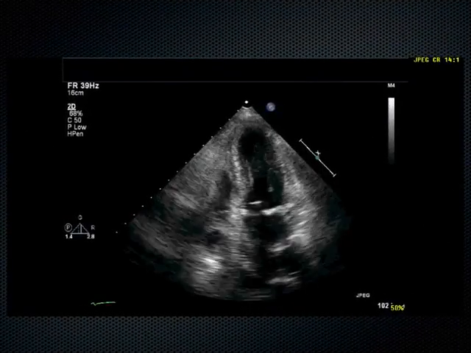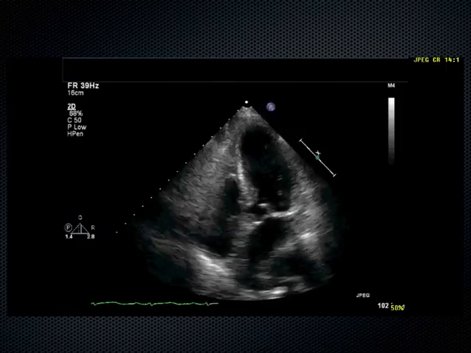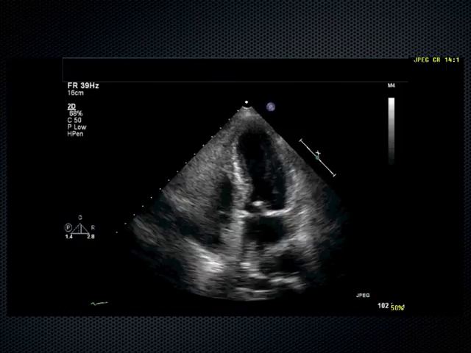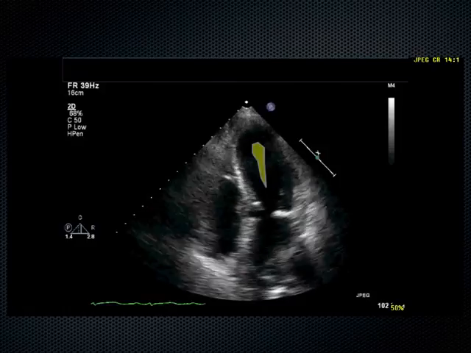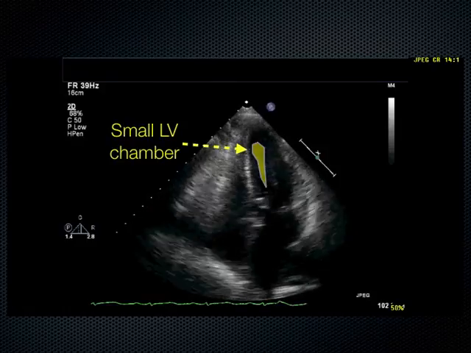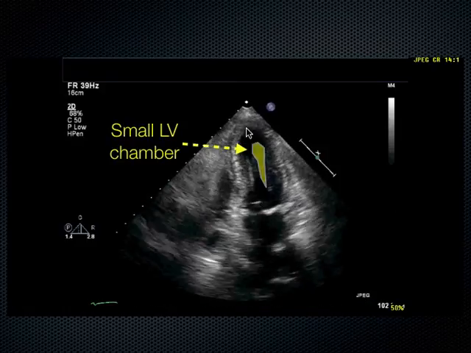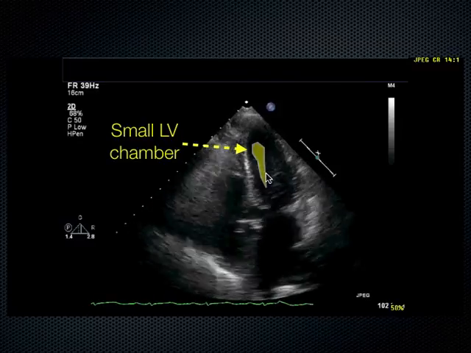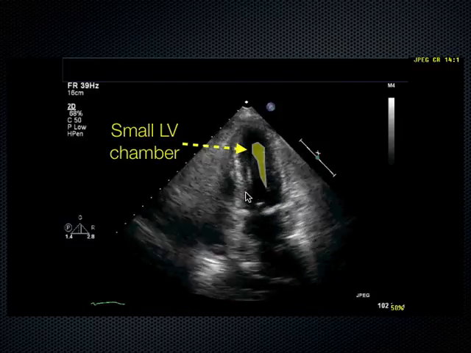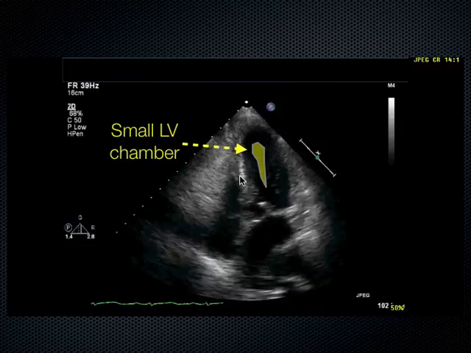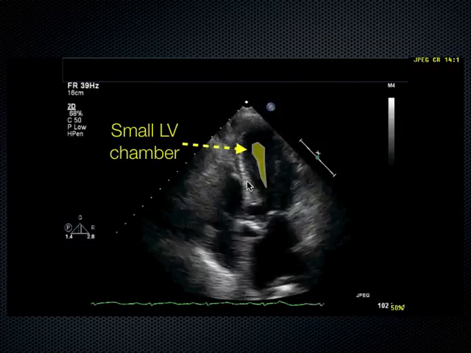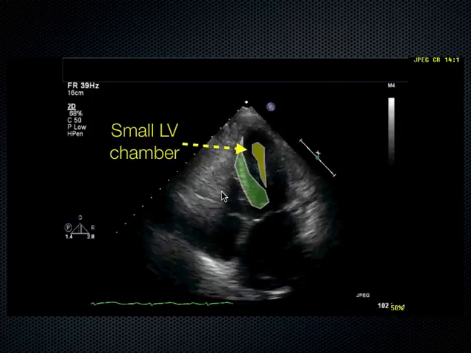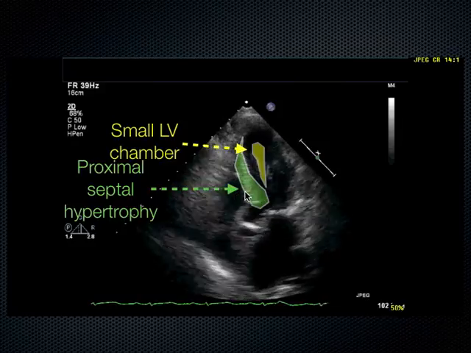And so in this case, we can see that the patient's got a very small left ventricular chamber. In fact, the walls are coming in and essentially kissing themselves. And this is what's known as a hyperdynamic heart. And we can also see that the septum of the heart is right here, and it's got a lot of hypertrophy to it. We can see that it's definitely more than the 1.2 centimeters.